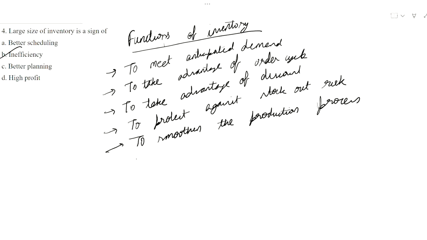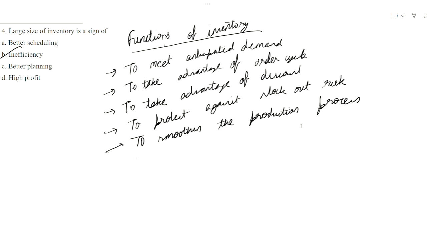Now, a large size of inventory is a sign of inefficiency. The functions of inventory are to meet the anticipated demand, to take advantage of the order cycle, and to take advantage of discounts.